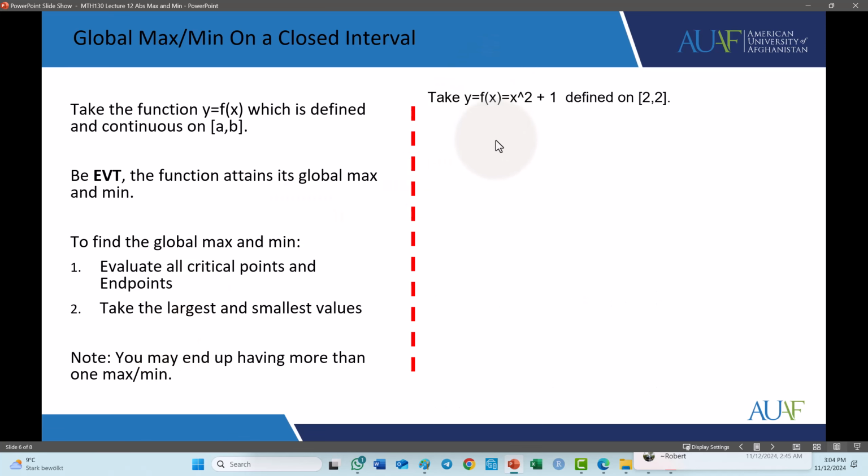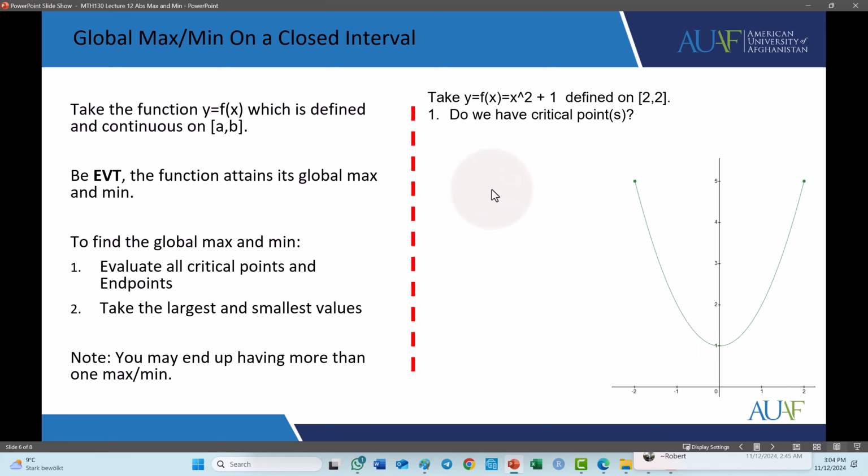Take the example of the function y is equal to x squared plus 1 defined on a closed interval -2 to 2. So you see that this function is defined from -2 to 2, and this is x squared plus 1. Let's have a look at critical points. Do we have a critical point? Yes, we have a critical point down here, which is a smooth turning point for which the derivative is 0.